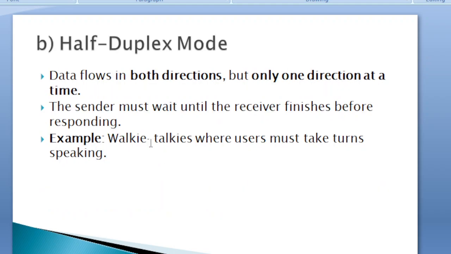In half duplex mode, data flows in both directions but only one direction at a time. The sender must wait until the receiver finishes before responding. Examples: walkie-talkies, where users must take turns speaking. In half duplex mode, we should remember that we can communicate with each other but only one direction at a time. Here, the words you should remember: one direction at a time, only one direction is possible.